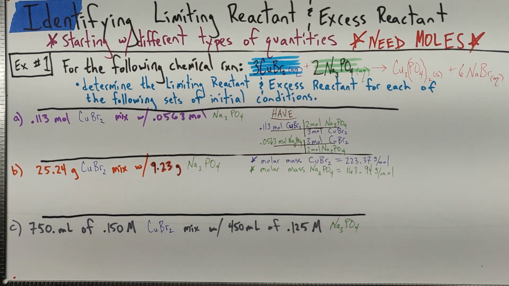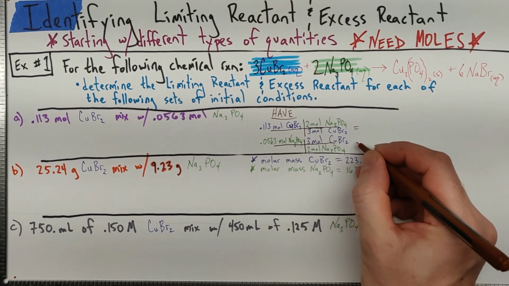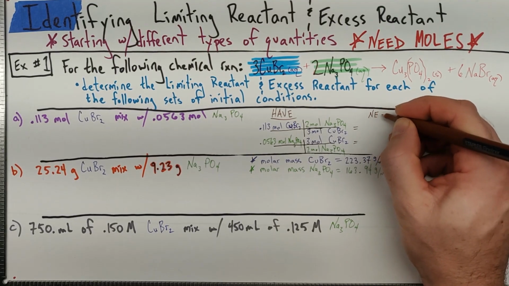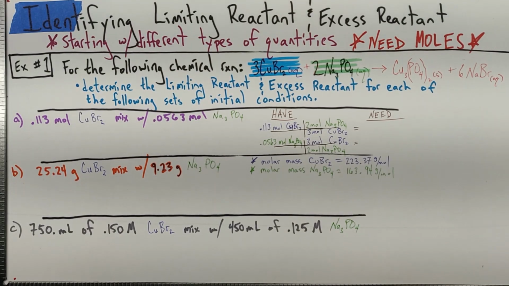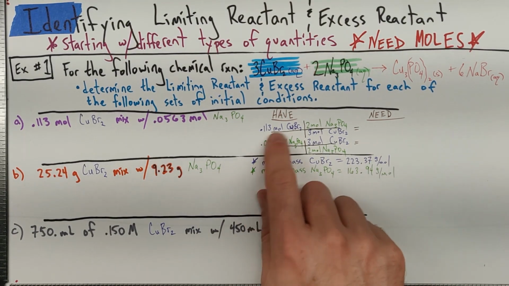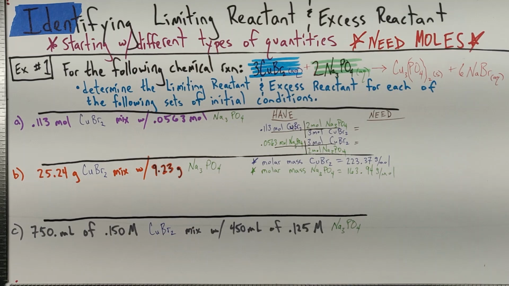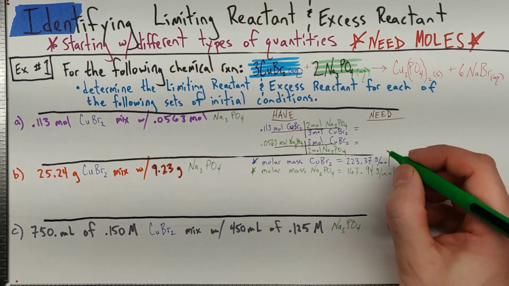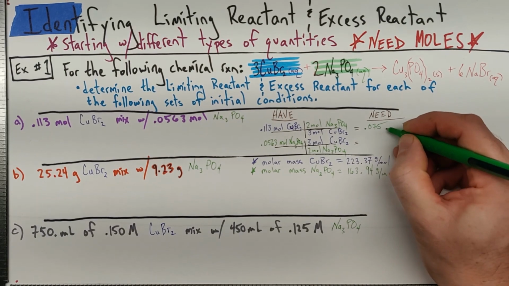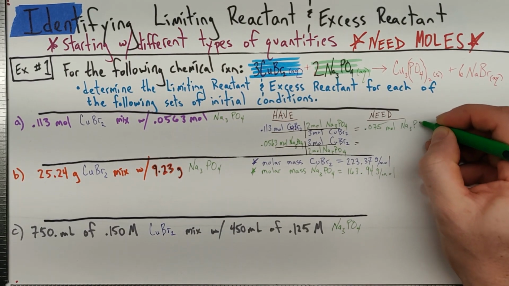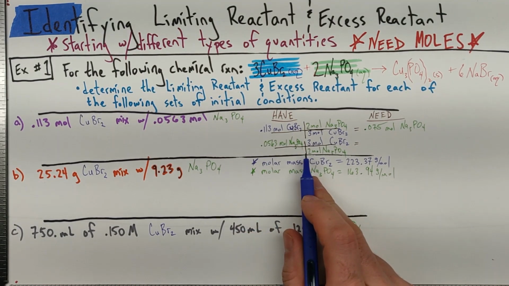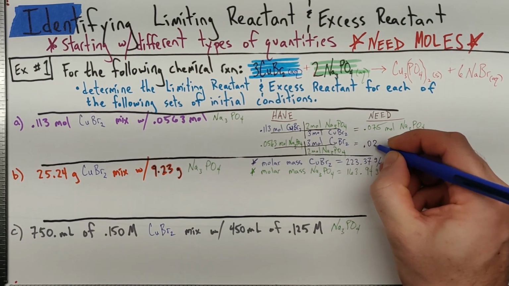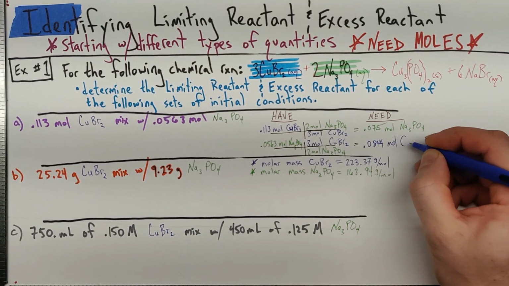We are trying to find out what we need for each of these things, because comparing our have and our need is how we figure out which is the limiting reactant, the one we don't have enough of, and which one is the excess reactant, the one we have more than enough of. So as we run through this calculation, 0.113 times 2 divided by 3, we end up with 0.075 moles of sodium phosphate that we need. And when we take our 0.0563 times 3 divided by 2, we end up with 0.0844 moles of the copper 2-bromide.